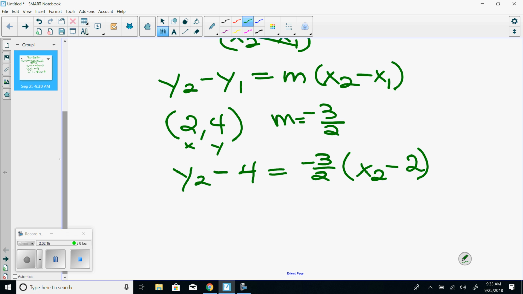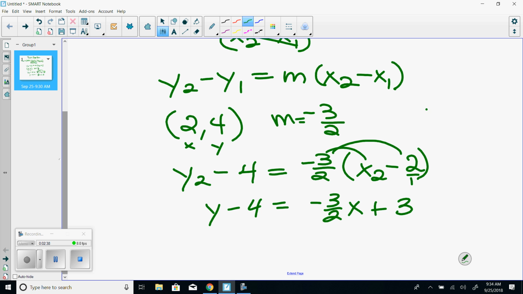Now, from here on out, I can drop the subscript. And I'm going to solve for y. Okay? So y minus 4 equals, I need to distribute -3/2 times x, plus, these 2's are going to cancel. So I'm going to get plus 3. Because -3/2 times -2/1, the 2's cancel. That's why I get this 3. And a negative times a negative is a positive. So that's why it's positive here.